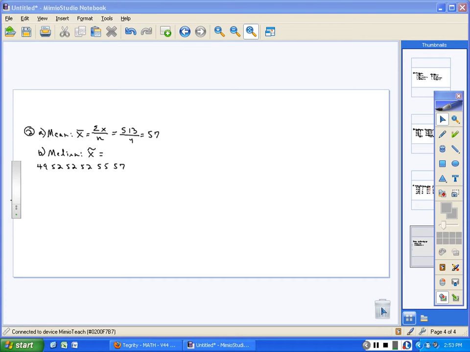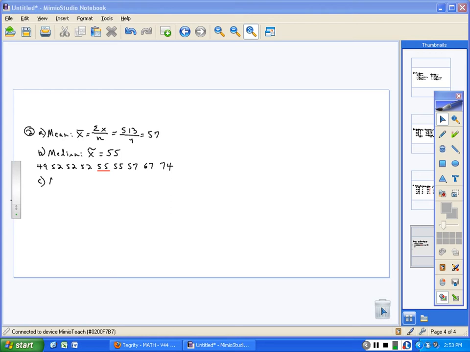Hold on a second. Okay, so 55 and 55, and then 57, and then 67, and the last one is 74. So the median is the number in the middle, and so that would be 55. There are 4 numbers below it and 4 numbers above that. So the median is 55.